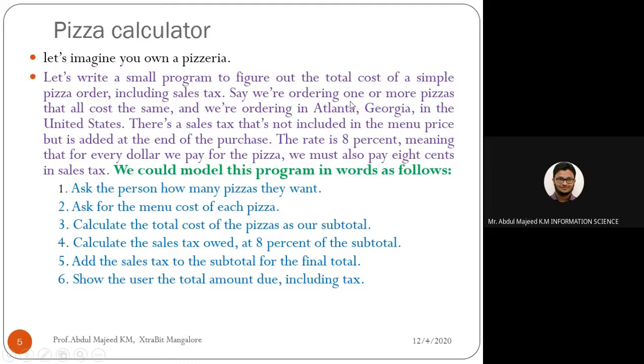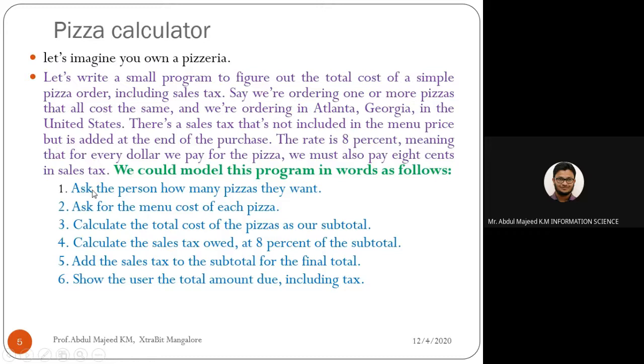Say we are ordering one or more pizzas that all cost the same, and we are ordering in Atlanta, Georgia, in the United States. The sales tax is not included in the menu price but is added at the end of the purchase. The rate is 8%, meaning that for every dollar we pay for pizza, we must also pay 8% in sales tax. We could model this program in words as follows.